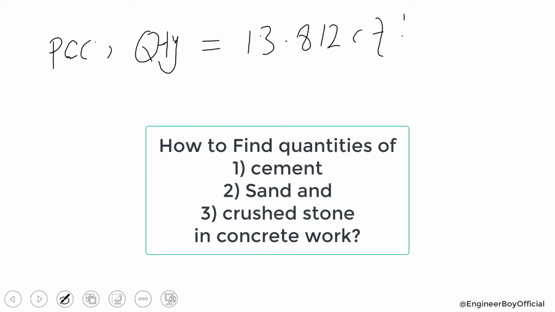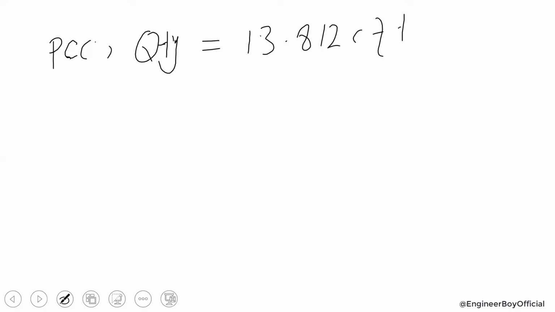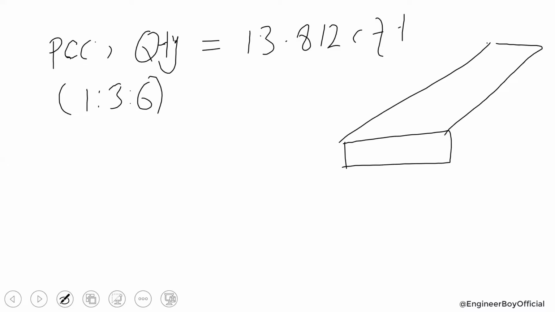13.8.2 CFT. It was just calculated, okay, the PCC work. Now the ratio for this, if you remember, it was just in the foundation, and I think it was just 3 inches, so you have to confirm that, no problem. It was, I think, 1:3:6 ratio. It's just like a slab, okay, we had 13.812 CFT, and this is PCC, plain cement concrete.